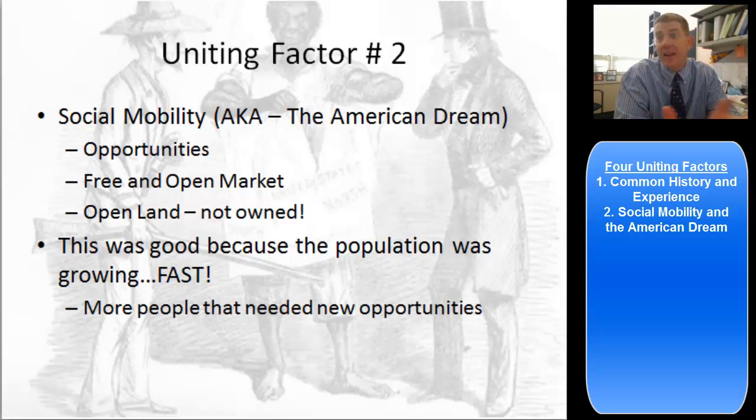And we also have a lot of land available out in the West. Open land, and it's not owned. And this was good because the population was growing fast, which is something that we're going to look at tomorrow in class. Not only was the population growing fast, but we need to think about where that population was growing, because that's going to impact the future of the country. So more people needed that land. More people needed those opportunities.